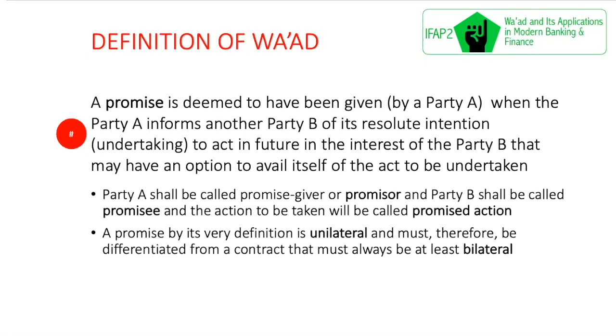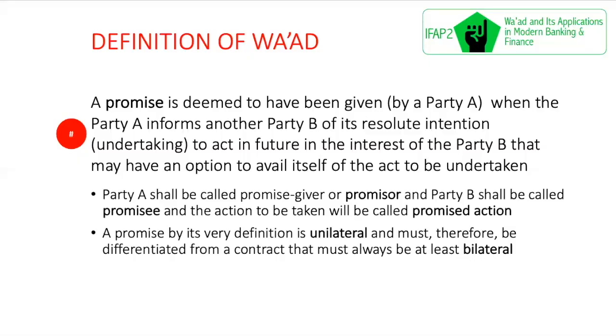A promise by its very definition is unilateral, and this is very, very important, because this distinguishes wad or promise from a contract or aqd. So a promise by its very definition is unilateral and must therefore be differentiated from a contract that must always be at least bilateral. Contracts can be multilateral as well, where more than two parties are involved, but wad or promise is always unilateral. What do we mean by unilateral?